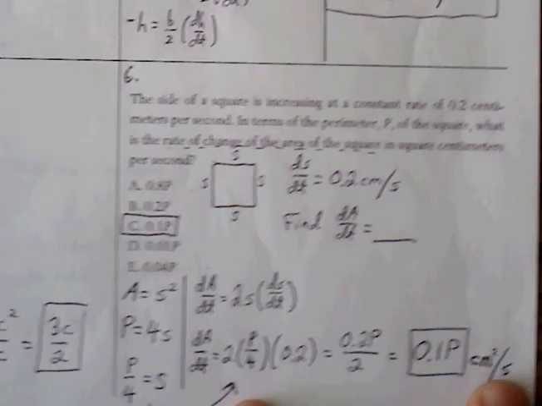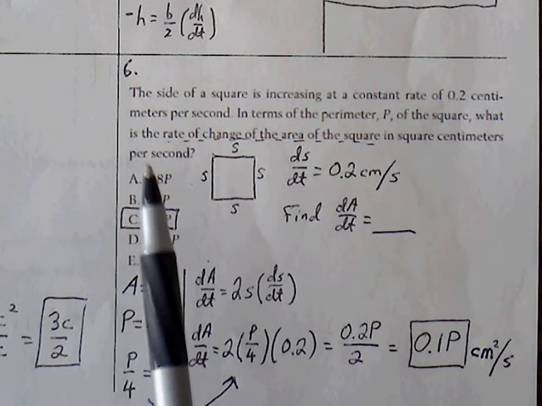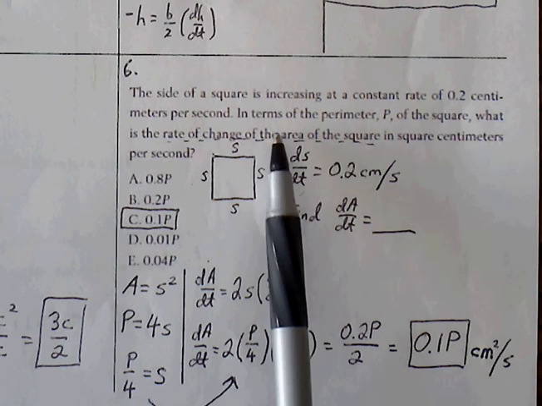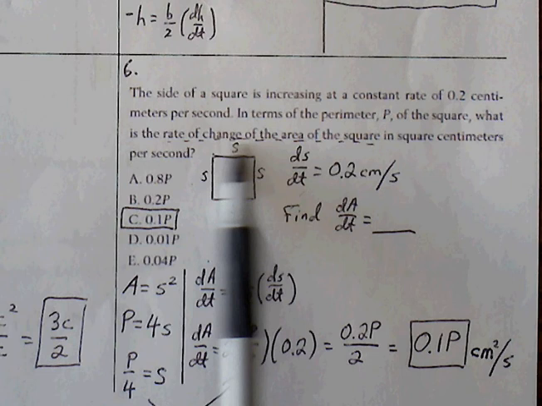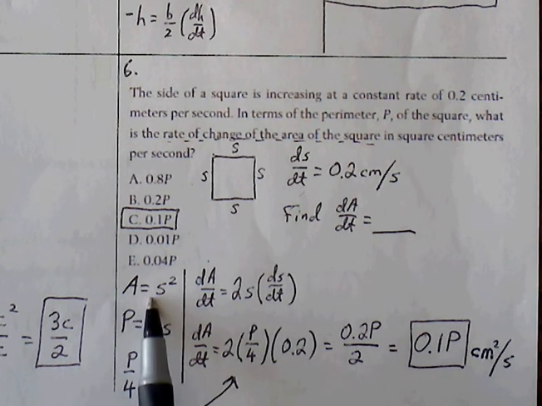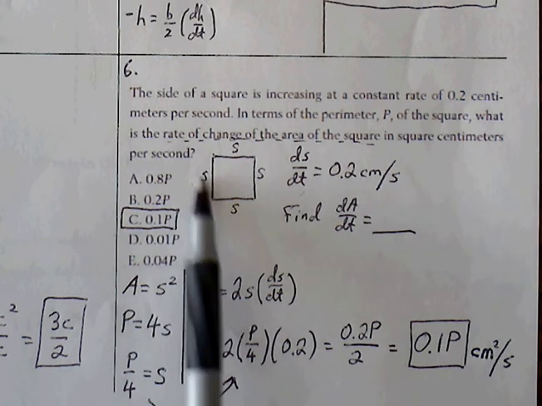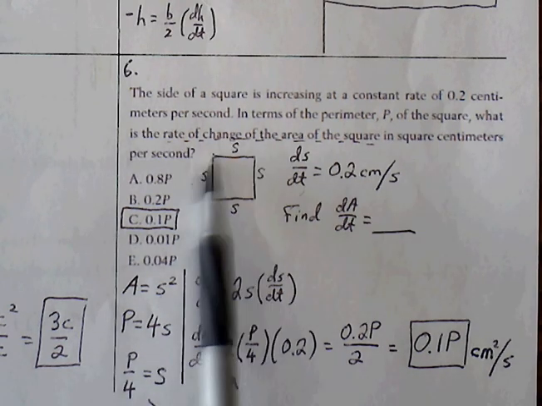Okay, finally, number 6. The side of the square is increasing at a constant rate of 0.2 centimeters per second. So that's ds/dt. In terms of perimeter, what is the rate of change of the area of the square? So we're trying to find dA/dt. We need a couple pieces of information here. We need to know the area of a square, which is s squared, side times side. And then we also need the perimeter of a square, which is 4 times s, right? s plus s plus s plus s.